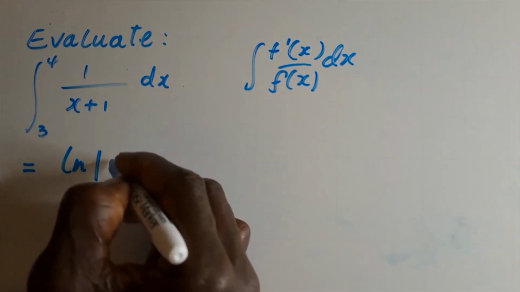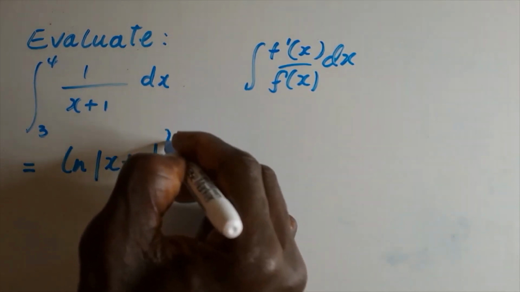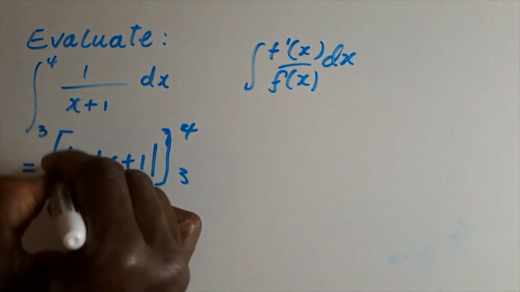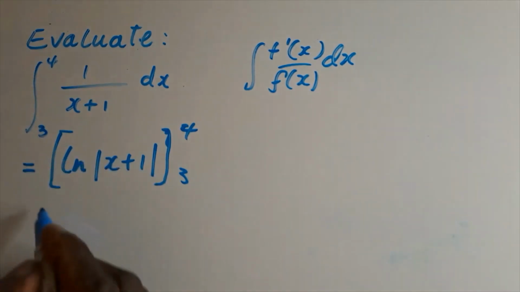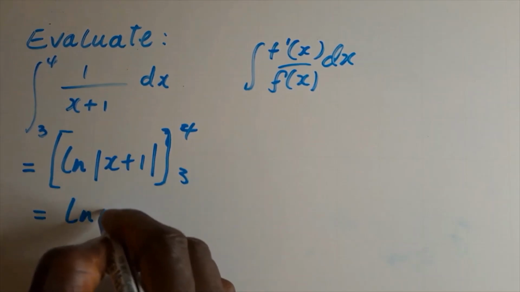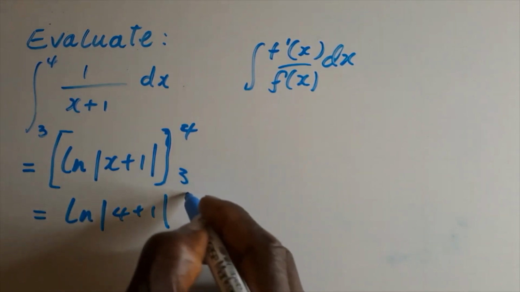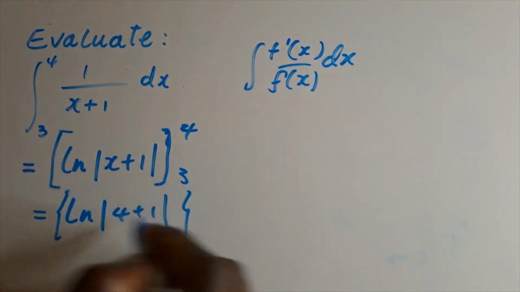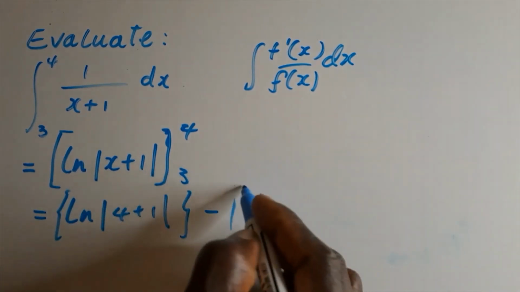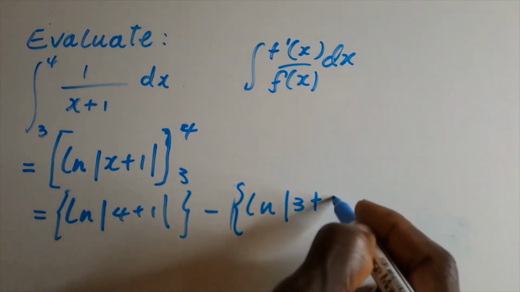modulus x add 1, and we have the limits 4 to 3, which we write as ln modulus 4 add 1 minus the lower limit, which is ln 3 add 1.